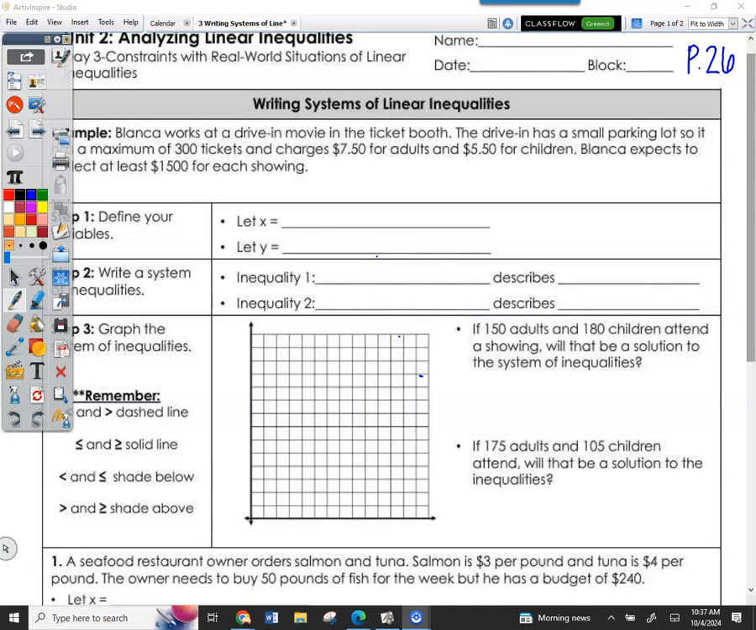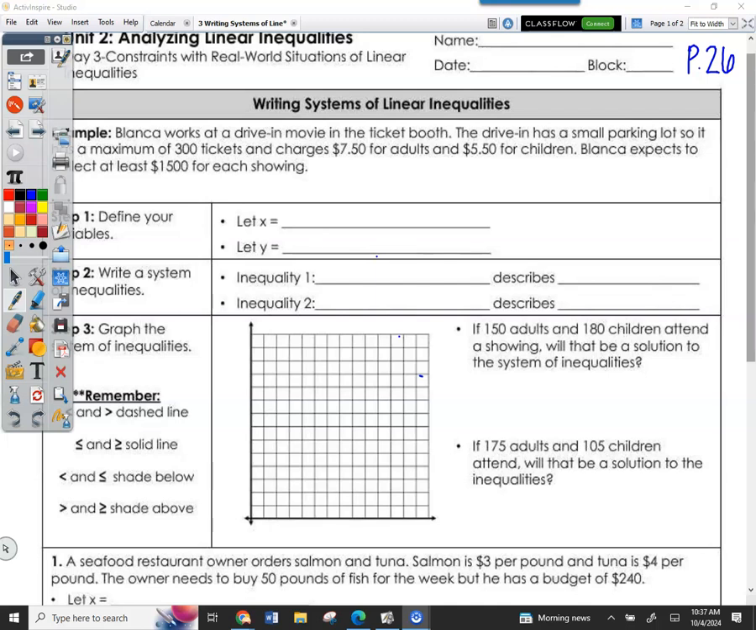All right. So Blanca works at a drive-in movie in the ticket booth. The drive-in has a small parking lot, so it has a maximum of 300 tickets and charges $7.50 for adults and $5.50 for children. She expects to collect at least $1,500 for each. Okay? Focus.